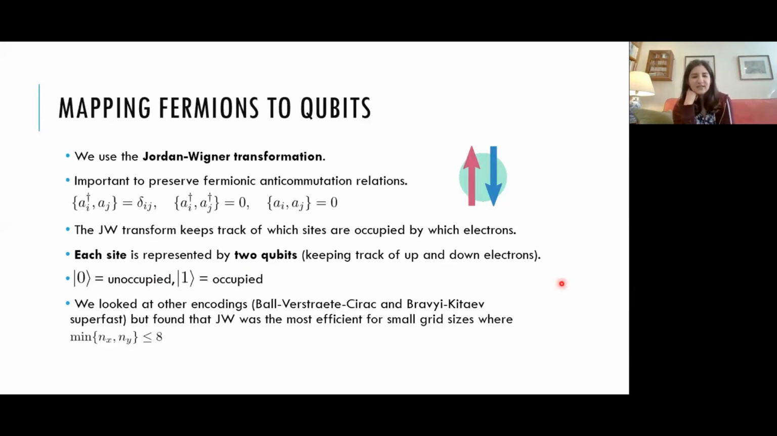We actually looked at a bunch of other encodings in our paper, but we found that Jordan-Wigner was most efficient in our case for small grid sizes. That was where the minimum of the grid lengths was less than or equal to 8, which is definitely within our range.